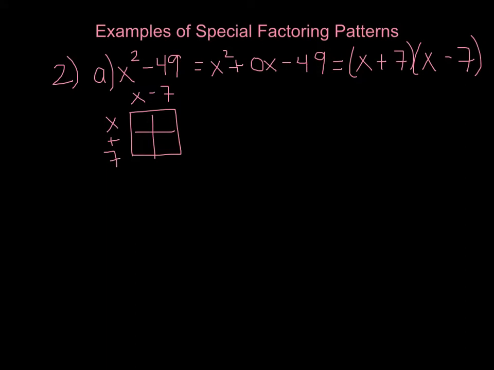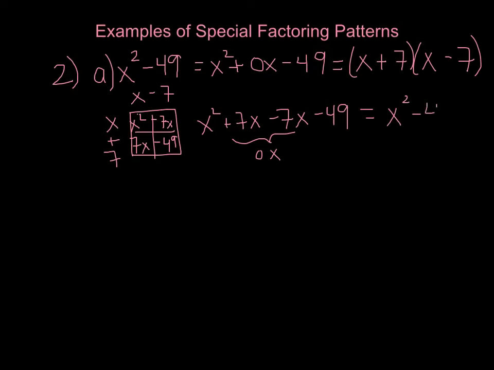So if we take x minus 7 times x plus 7, we get x squared, negative 7x, positive 7x, and negative 49. So when you add that up, x squared plus 7x minus 7x minus 49, the center adds to 0x. So we're left with our original binomial x squared minus 49. We've checked. This is the correct factorization.